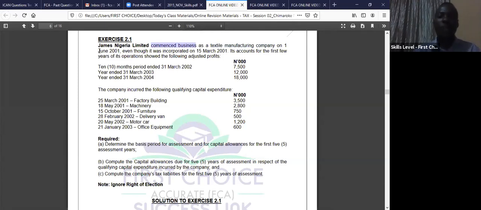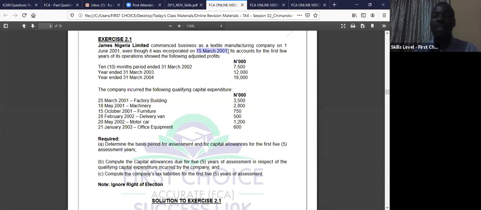Now look at the date of commencement of the business. Now, it was incorporated on this date. For assessable profits and capital allowance, this 5th of March does not apply. The only time it applies is when you are filing your tax. The date of filing tax is either 6 months after the end of this accounting year, or 18 months counting from this date. So that is the only time this thing is important.